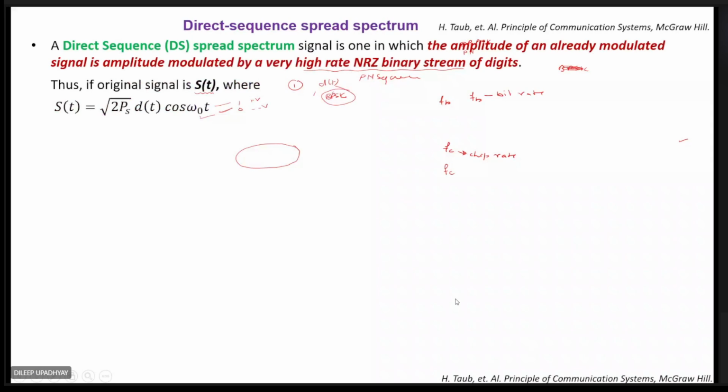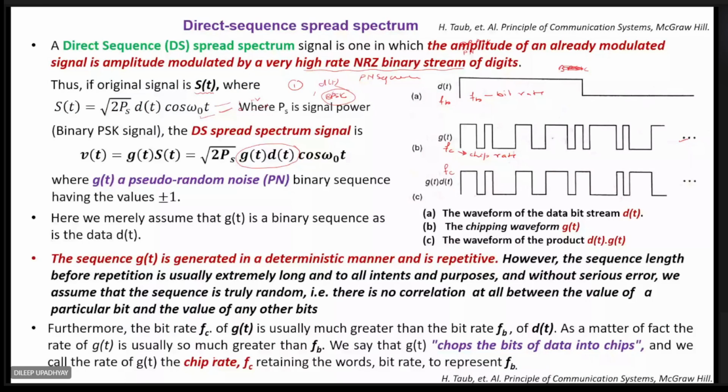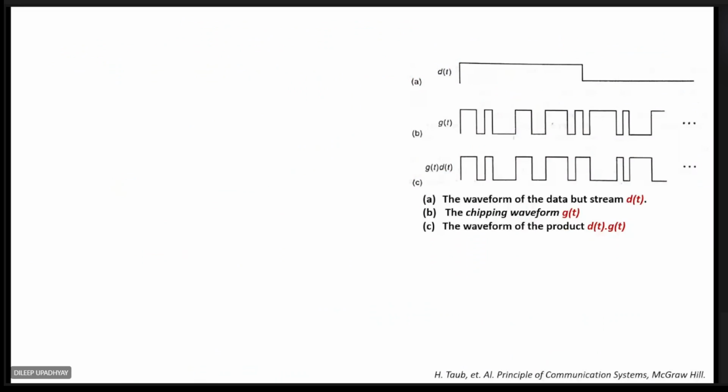So much greater than FP. So we say that GT chops the bits of the data into chips. This GT chops the DT into various chips, and we call the rate of GT the chip rate, retaining the word bit rate to represent the FP. So the bit rate is used to represent FP, whereas chip rate is used to represent FC. Now, it's a figure I've represented over here.